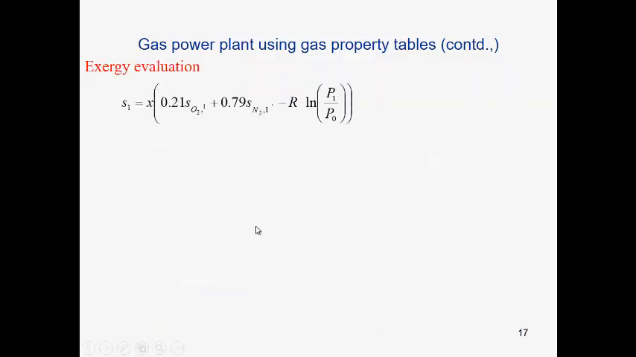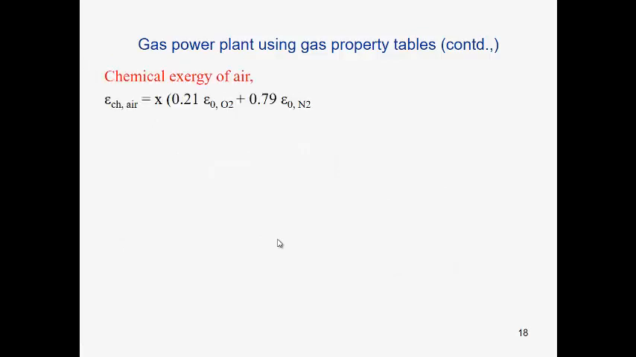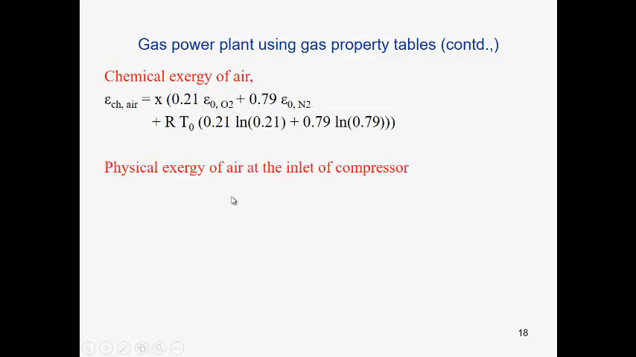Similarly, exergy is evaluated by finding the entropy at each and every state, that is S1, S2, S3, S4, from the property charts as well as tables. Exergy is the sum of chemical exergy and physical exergy. The chemical exergy of air is calculated from the standard chemical exergy values of oxygen and nitrogen, and the physical exergy of the air at the inlet of the compressor is determined at the given temperature.